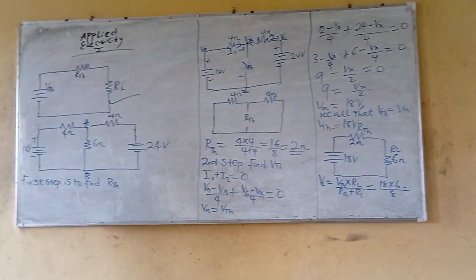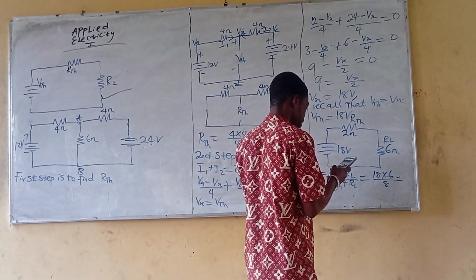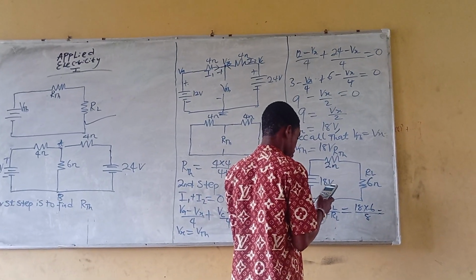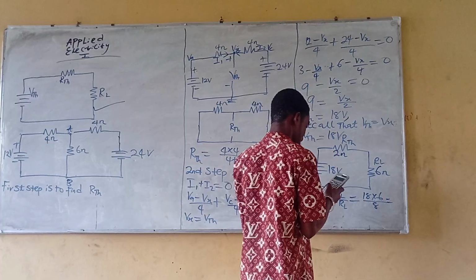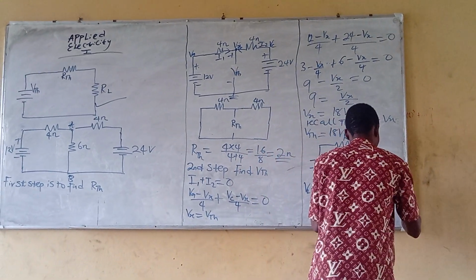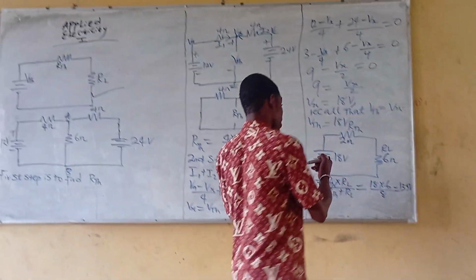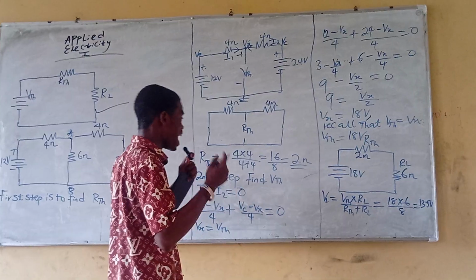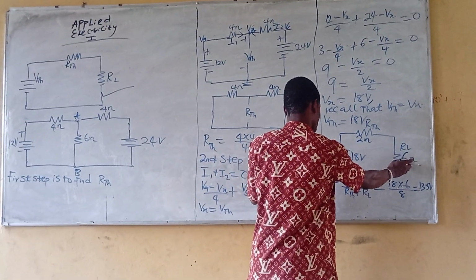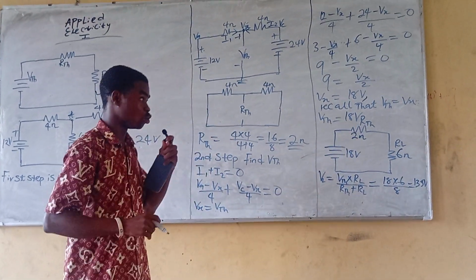So this is going to give you what? Let me punch in my calculator. 18 times 6 divided by 8. So I got 13.5 volts. 13.5 volts as the load voltage. But we were asked to find the current flowing through the load resistance. So let's go ahead and find the current flowing through the load resistance.